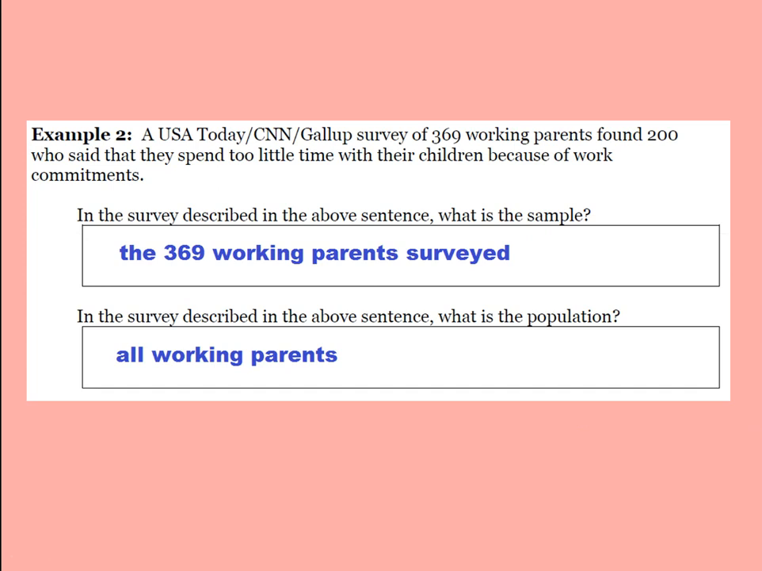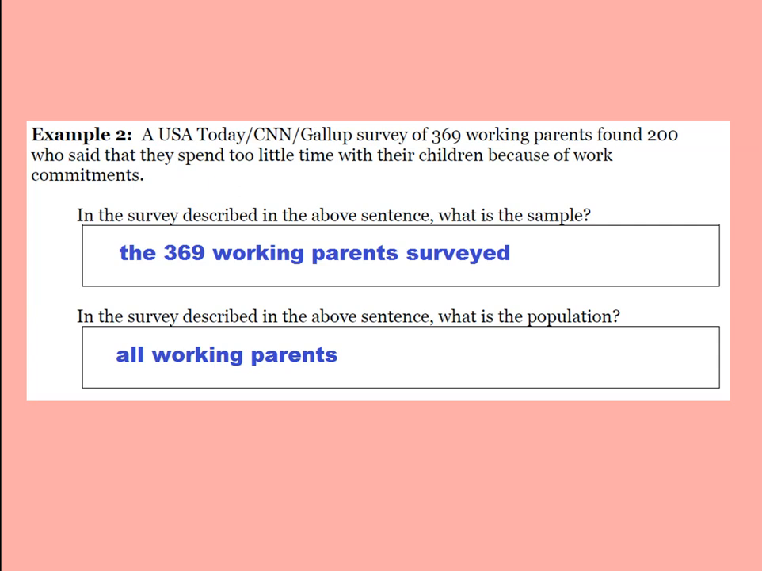Here we have another example where we have to identify the sample and the population. In that survey described up at the top, first we want to identify the sample, and it looks like it's those 369 working parents who were asked if they spend too little time with their children because of work commitments.